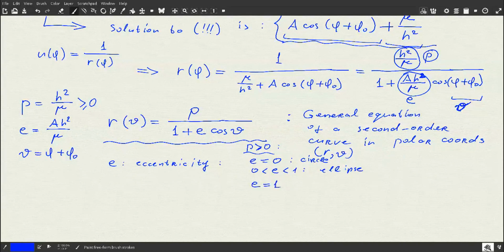E equals to 1 corresponds to what? Eccentricity is 1, so like a parabola. Parabola, you're absolutely right. E equals 1 is a parabola. E being greater than 1, hyperbola.